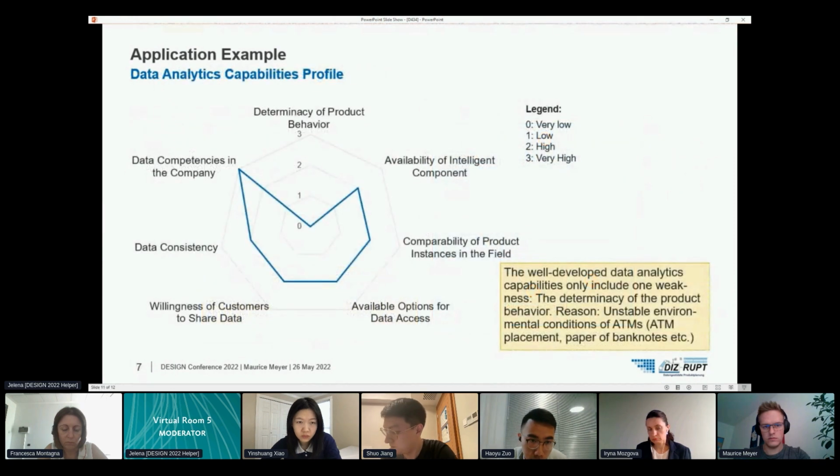In the second phase, we looked at the data analytics capabilities profile. Overall, as you can see, the company has a high or even very high data analytics capability. Only the determinacy of the product behavior was considered to be very low. This is because of unstable environmental conditions of ATMs. For example, the paper of the banknotes is quite different in different countries, and the ATMs have to cope with every paper, with every banknote.